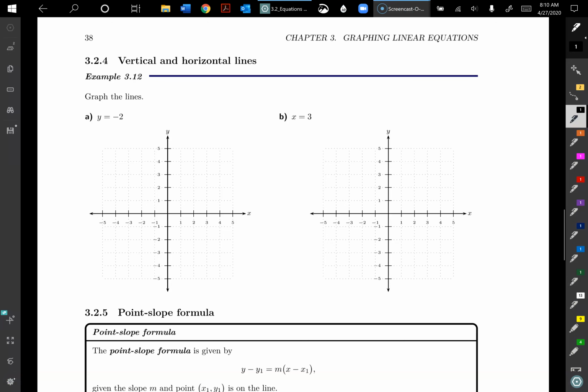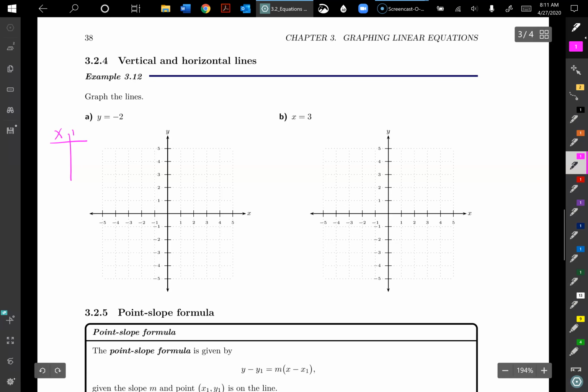Okay, page 38 of your workbook, 3.2.4, vertical and horizontal lines. So we've talked about this before, but let's just review it. Graph the line. So if I'm given a line y equals -2, you might say, well, where's the x part? Well, if I were to just make a t-chart, for instance, and I said x, y, every time my rule says y equals -2.